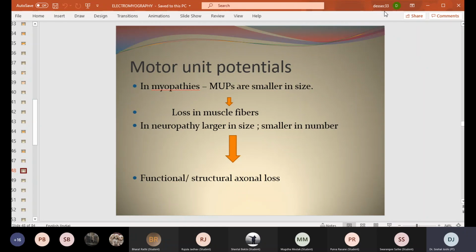So duration increases, and because the number of units is fewer, for example 10 people were supplying material to 100 people, so the fiber density was 1 is to 10 kind of. Now if two people are supplying to 100 people, the density increases. So since the density is going to increase, the amplitude also increases. So hence in neuropathy, the motor unit potentials are larger in size and they are smaller in number, and in myopathy they are smaller in size. The number remains the same in case of myopathy.